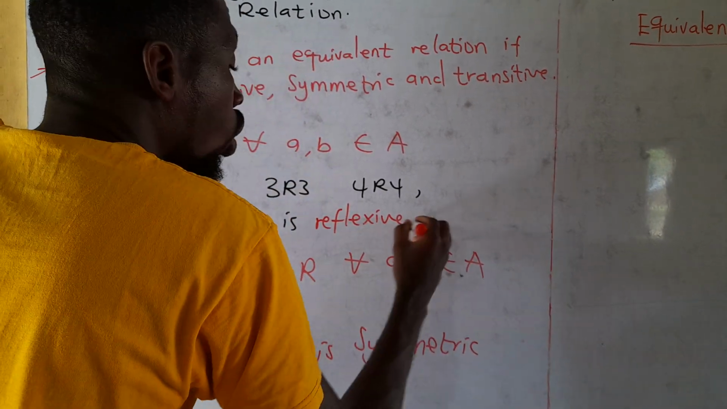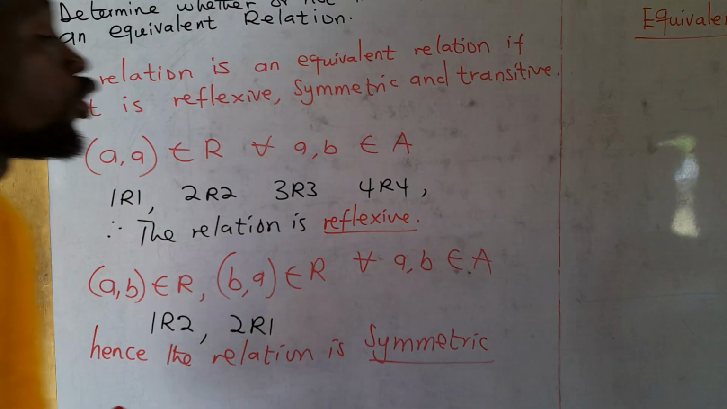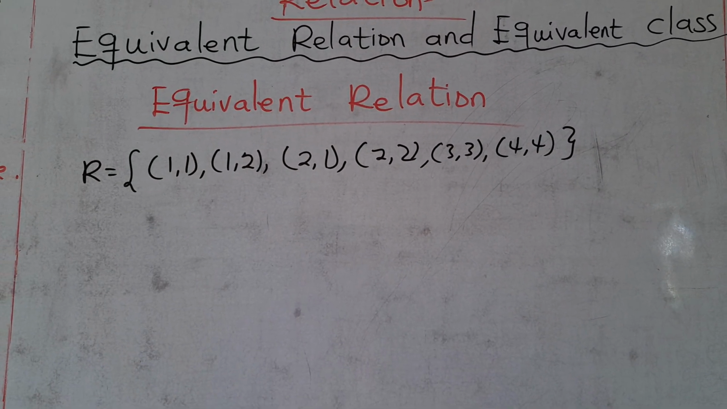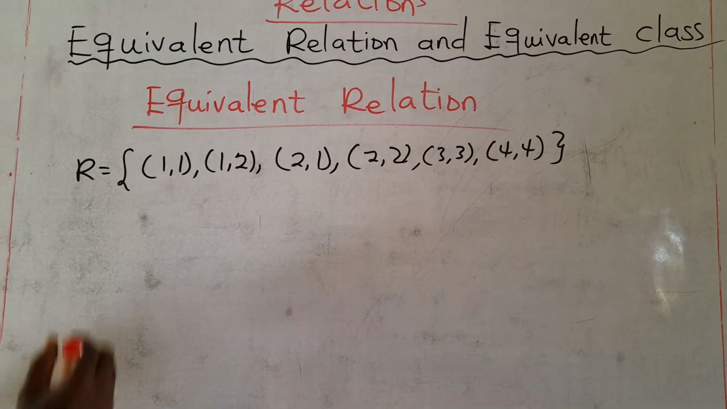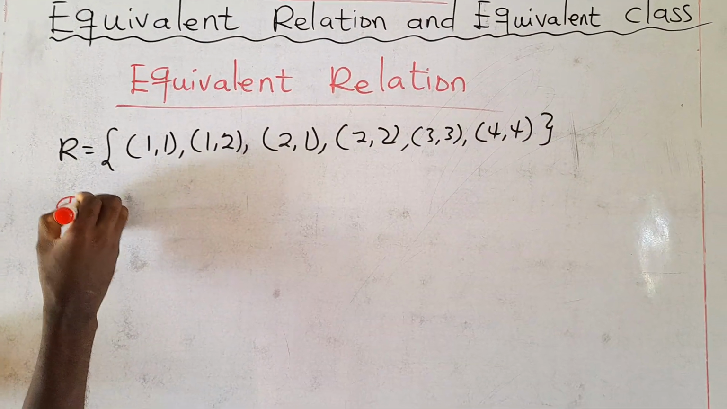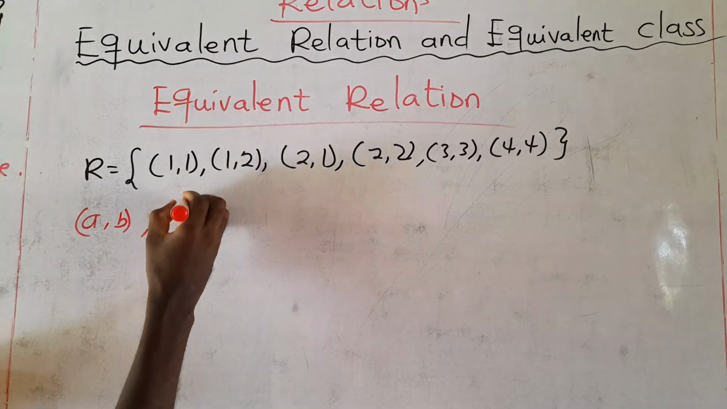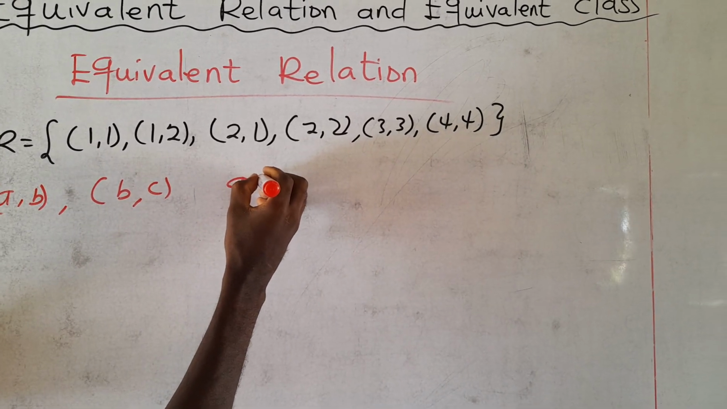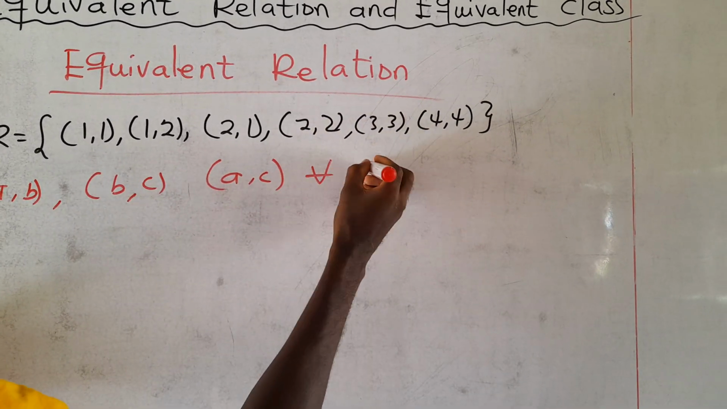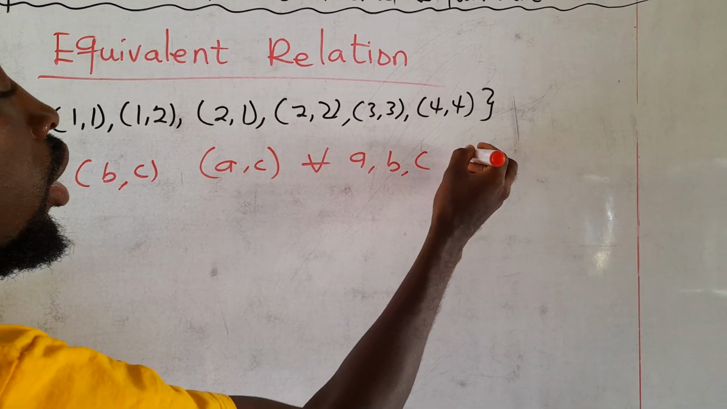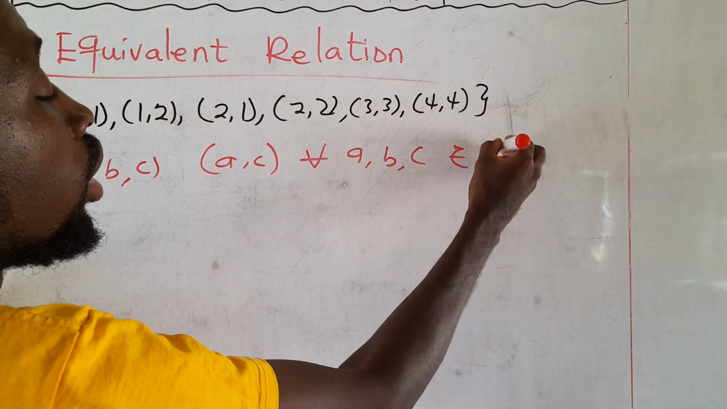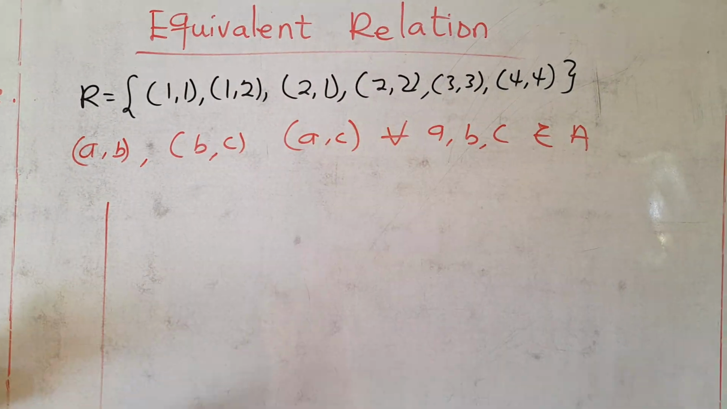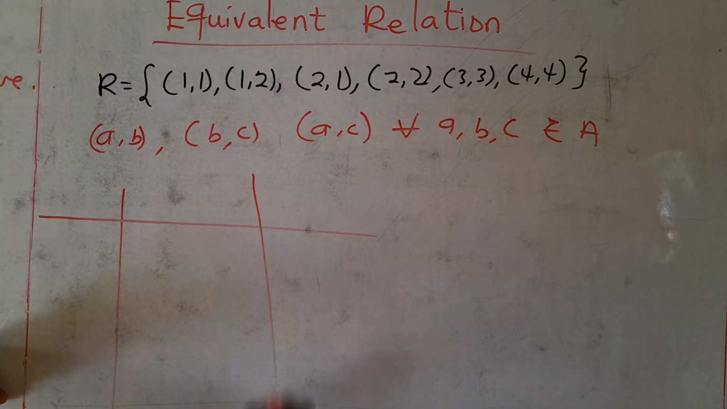So we check for the transitive property as well. Remember the transitive property, we say if a relates b and b relates c, then a will also relate c, for all a, b, c being members of the set A. I hope you remember that very well. So I use a table to get an easy identification.